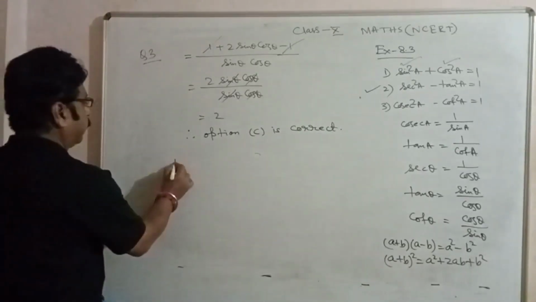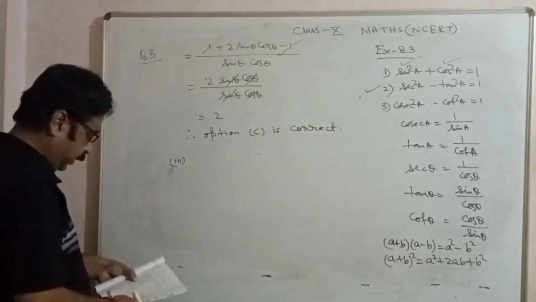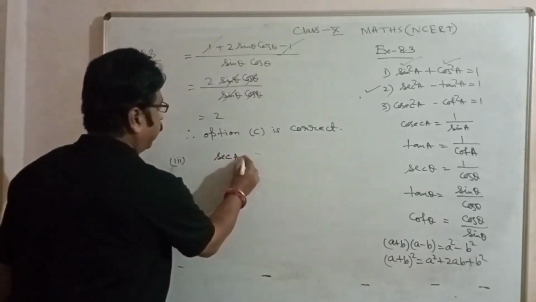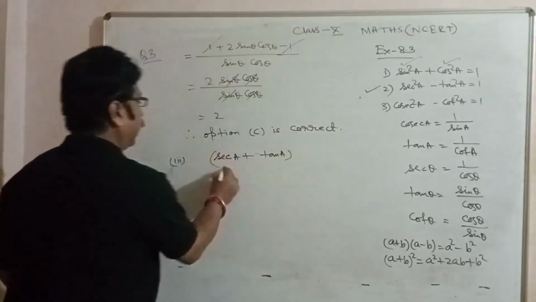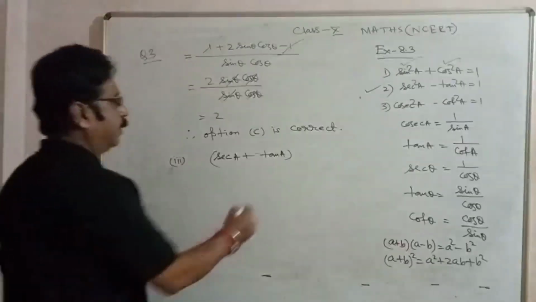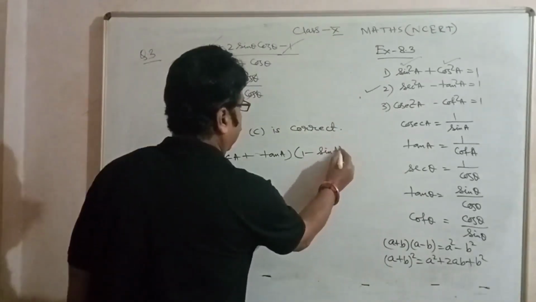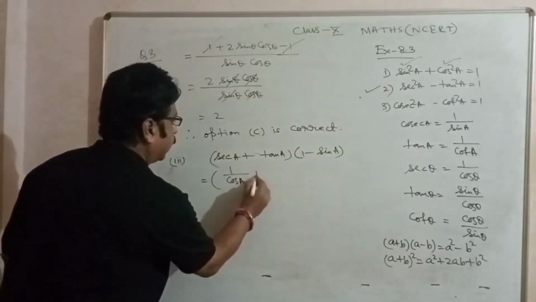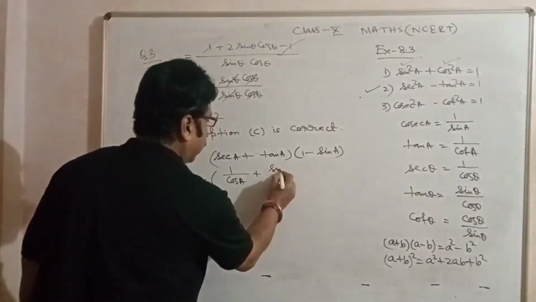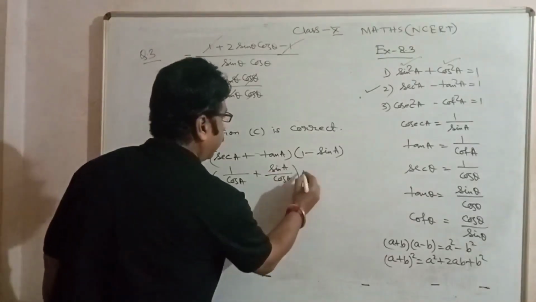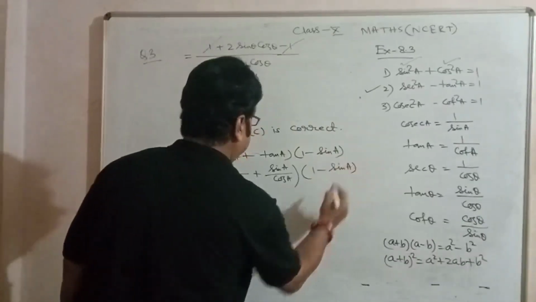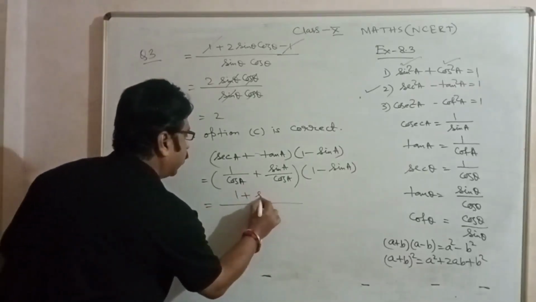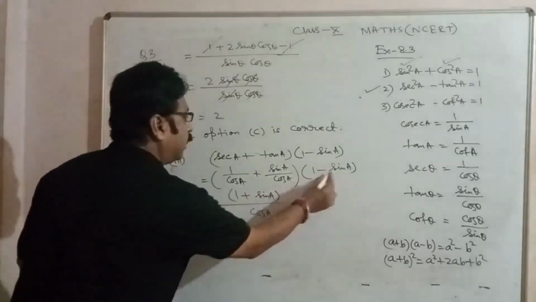Third part. Sec A plus tan A multiplied by 1 minus sin A. Sec A means 1 upon cos A. Tan A means sin A upon cos A. Taking cos A common, it will be 1 plus sin A upon cos A. This 1 minus sin A we can write here.